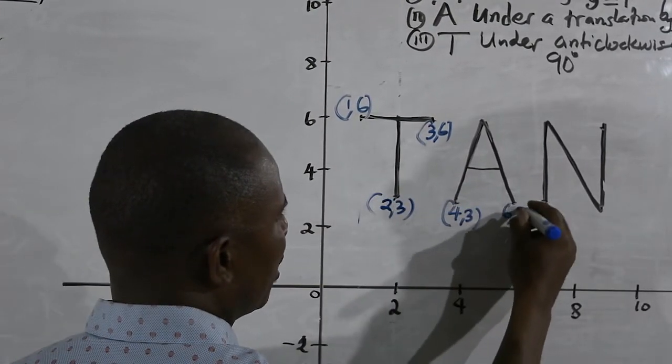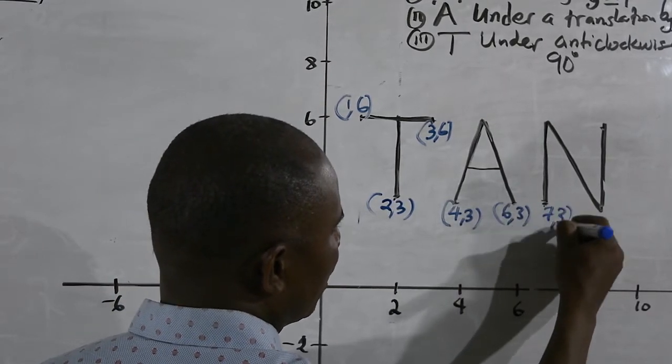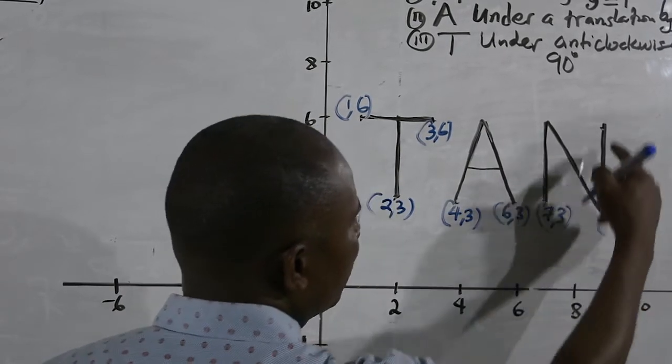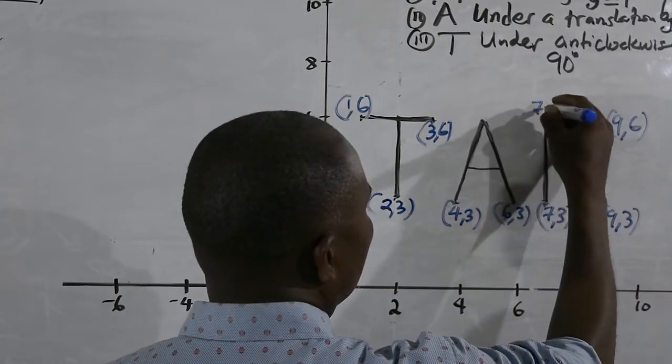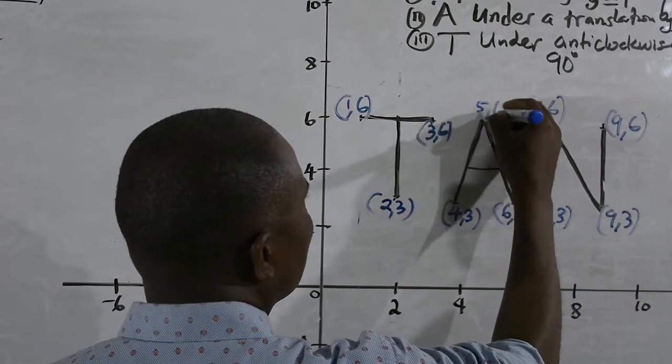This is 6, 3. So this tip of N was drawn by 7, 3. And this was drawn by 9, 3. And this part was drawn by 9, 6. And this is drawn by 7, 6. And here, 5, 6.